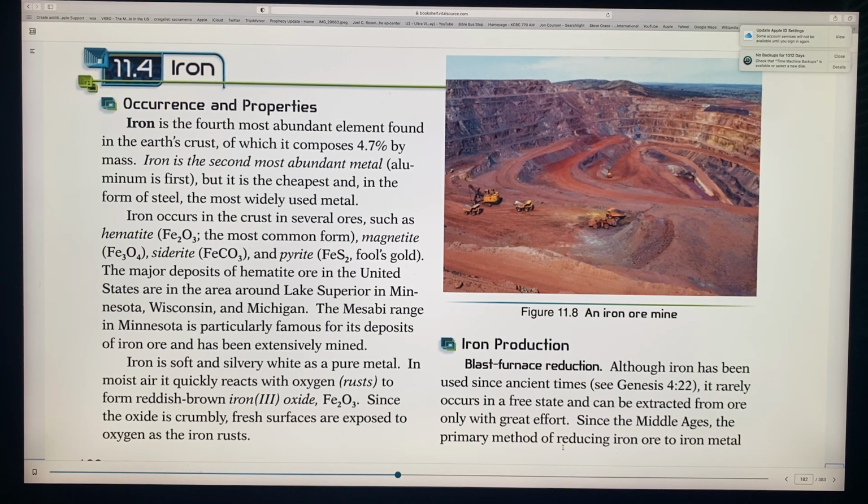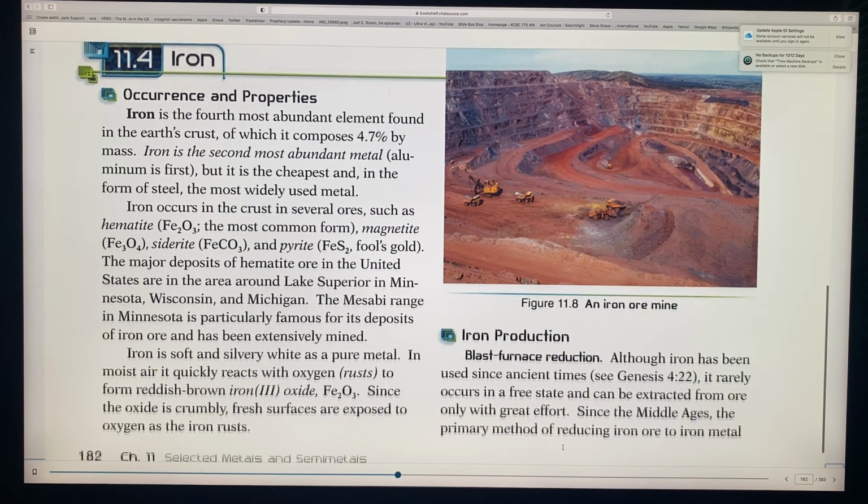Iron is soft, silvery white. You know, iron as a pure metal would be that way. It is quick to react with oxygen, as we know. And this oxide causes rust. So you ever seen how iron rusts with oxygen? That's when it's reacting with oxygen. And it's reddish brown. Iron oxide is kind of this reddish brown looking.